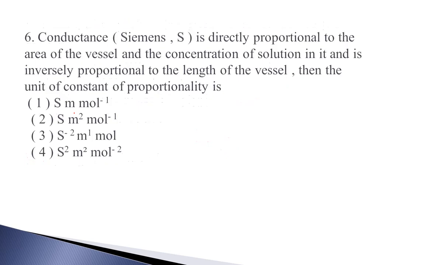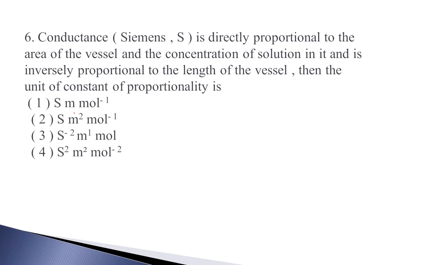And the next question is, the conductance in Siemens is directly proportional to the area of the vessel and the concentration of the solution in it, and is inversely proportional to the length of the vessel. Then the unit of the constant of proportionality is? They are given two relationships. On using these two relationships, we have to determine the unit of the constant of proportionality.